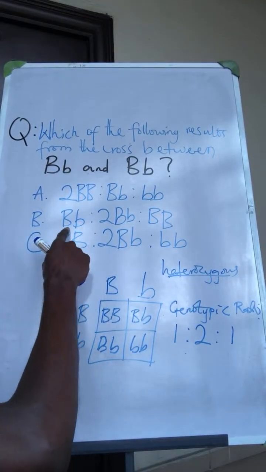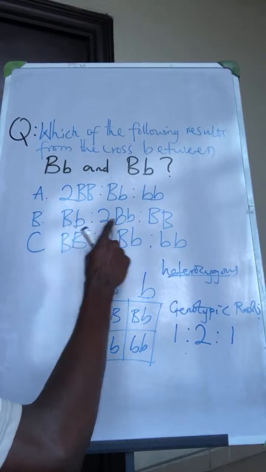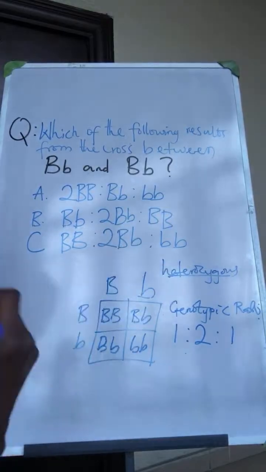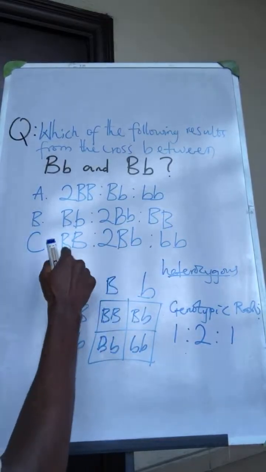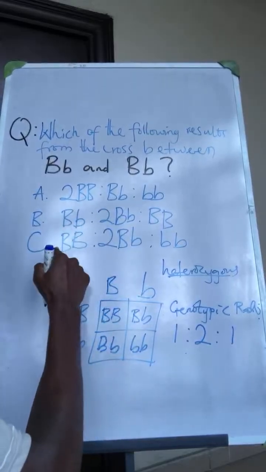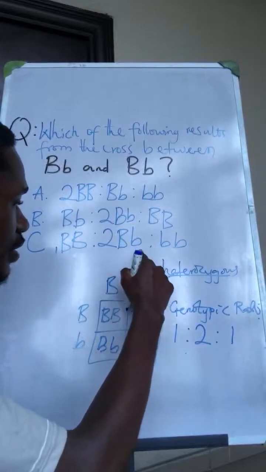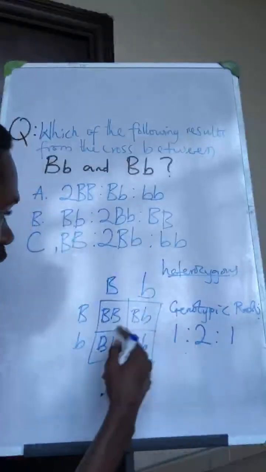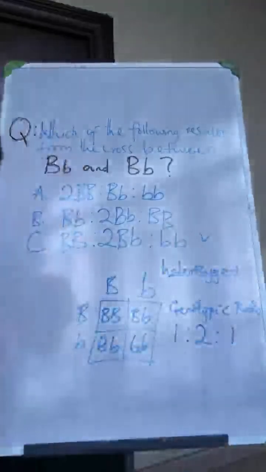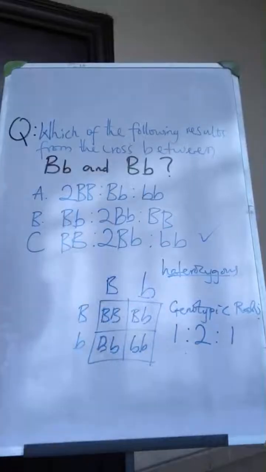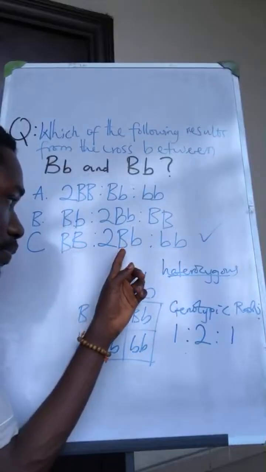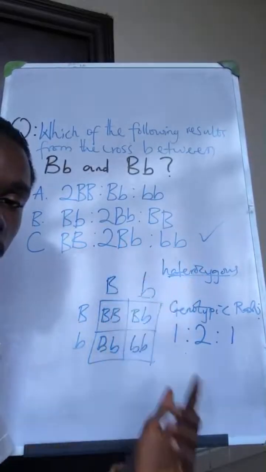So here they are having big B small b, and big B big B, which is wrong, and they're having 2 big B small b. Now, possibly C, let's look at C. Here we're having 1 big B big B, a ratio of 1 is to 2, 2 big B small b, and then 1 small b small b. So C is the correct answer. C is the correct answer here, which is 1 is to 2 is to 1: 1 big B big B, 2 big B small b, and 1 small b small b.